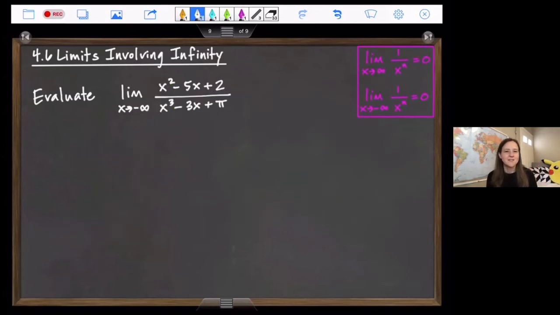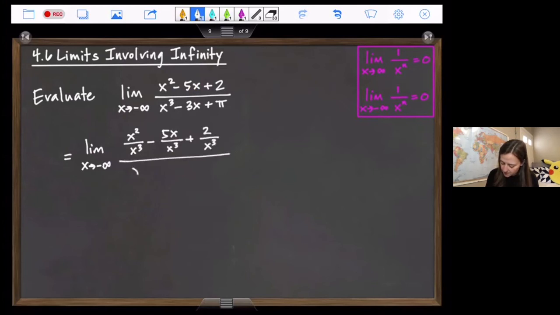Let's try another one. This is another one that's going to end up going to infinity over infinity. We want to divide through by the highest power in the denominator. So I'm going to divide everything by x cubed. That's the biggest power I see in the denominator. So I'm going to say this is the limit as x goes to negative infinity. I'm going to divide everybody by x cubed. These problems always look like a mess until you're done simplifying. So I'm dividing by x cubed.